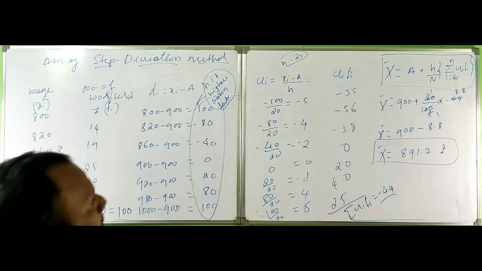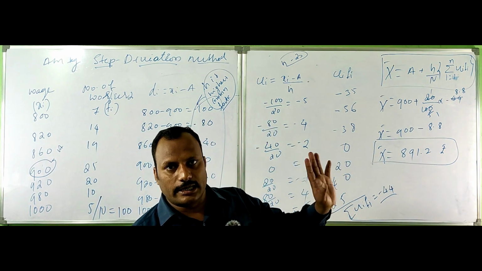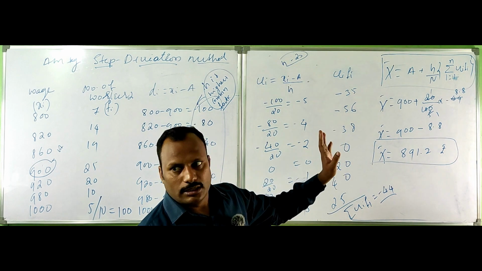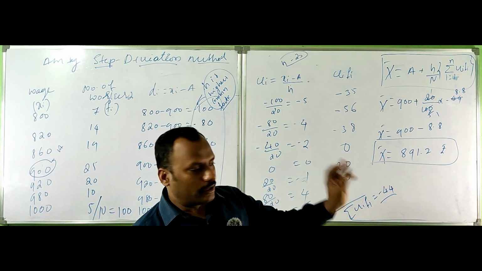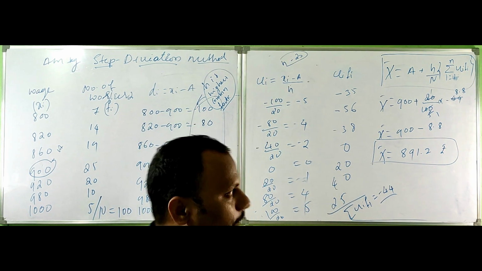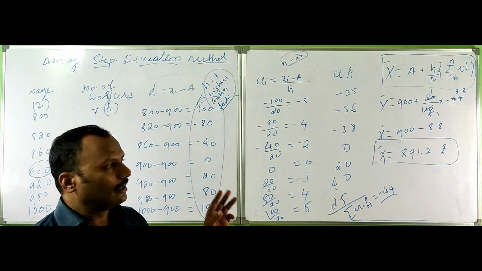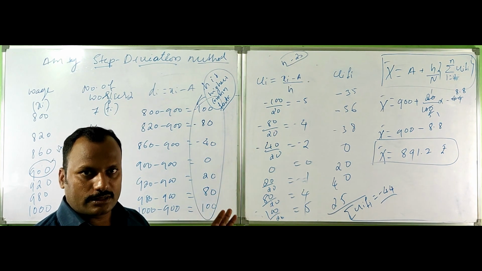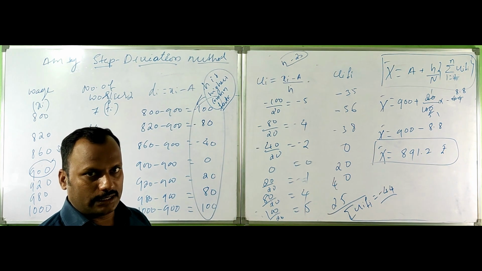Okay. Just now, in the exam they will never ask the derivation. Just remember the formula for this one. Let's see one more time revision. First one is the direct method. What is the direct method? x bar is equal to summation of fi xi divided by n.